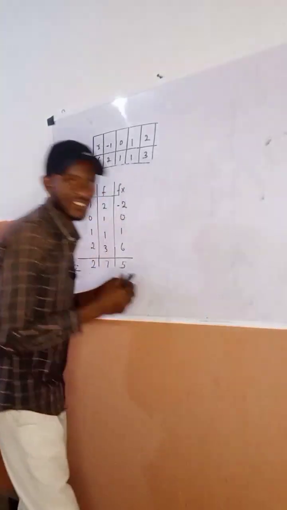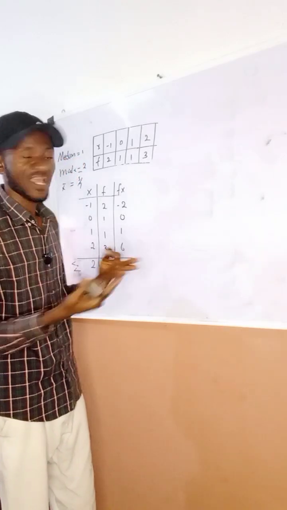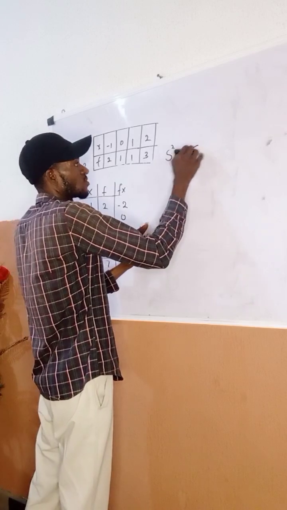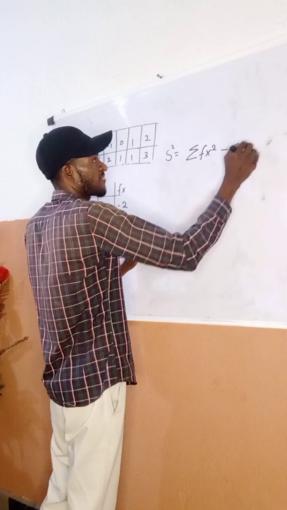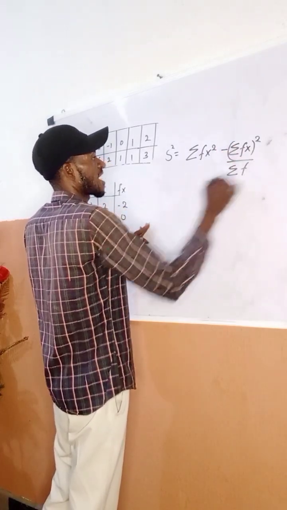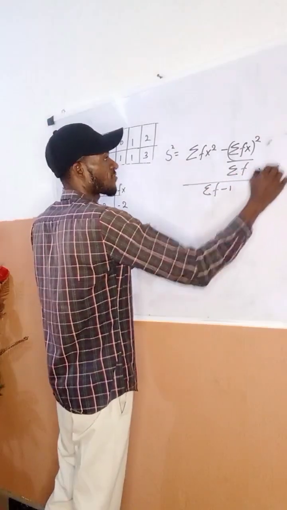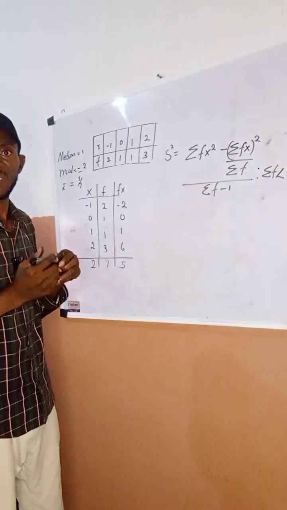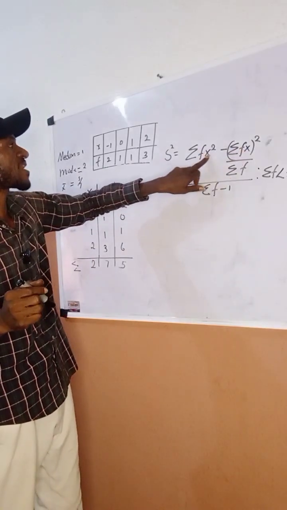For me to get the variance, I am going to use the computational formula so it will be easier for me. The computational formula says that my variance s squared is given as summation of f x squared minus summation of f x all squared over summation of f, all over summation of f minus 1. I am using this one because my summation of f is less than 30. So I'll now look here. I have not squared my x in this table.